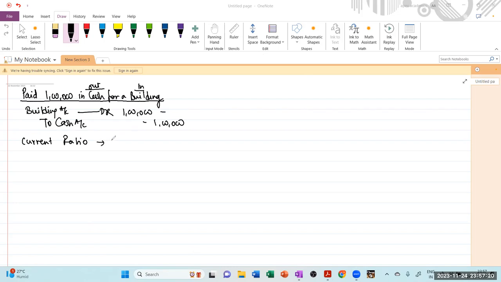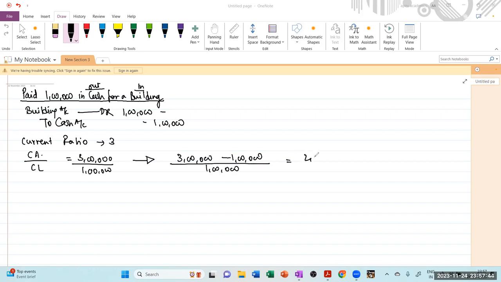Now, your current ratio was 3. So can I say that current assets upon current liabilities, let us say, is 3 lakhs upon 1 lakh? Now what is happening to this? It will be 3 lakhs minus 1 lakh divided by 1 lakh. So now it will be 2 lakhs upon 1 lakh, and it will become 2 upon 1. There is a decrease.